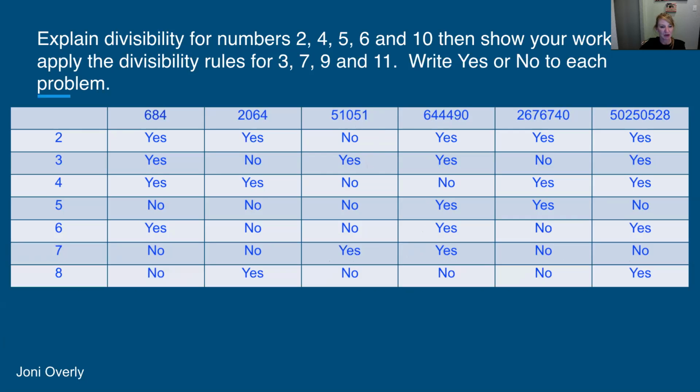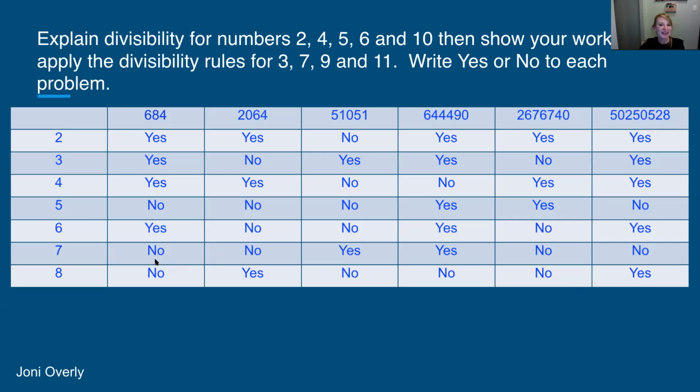Okay, so here we go. We're at number 8. So for the number 8 to be divisible, the last 3 digits form a number divisible by 8. So only the numbers 2064 and 50250, 528. Okay. So here we go.